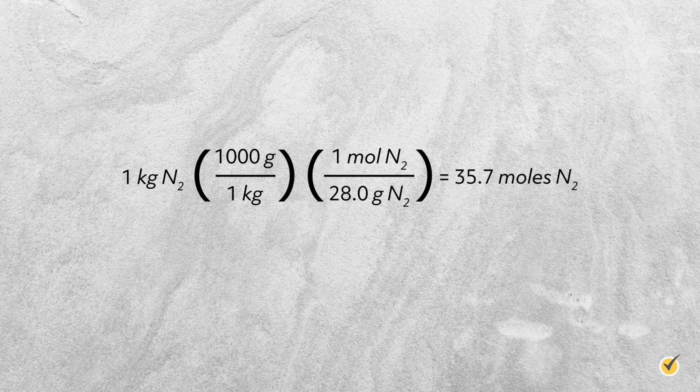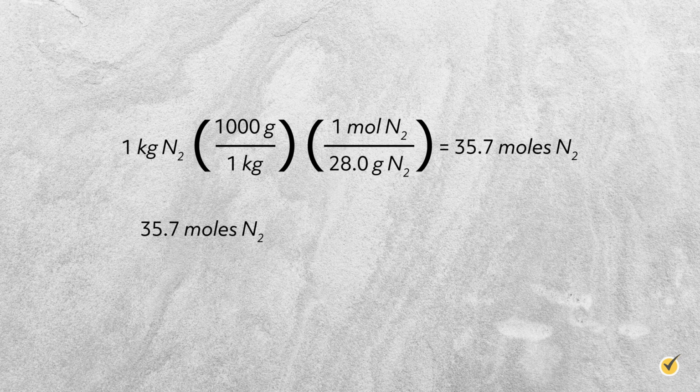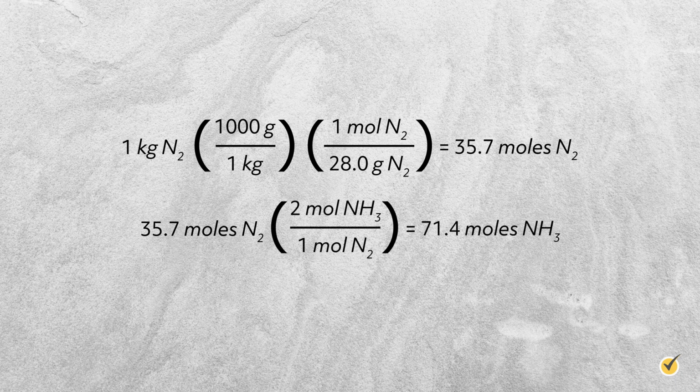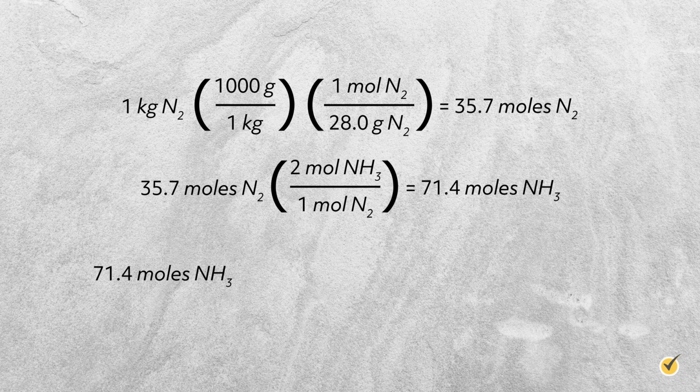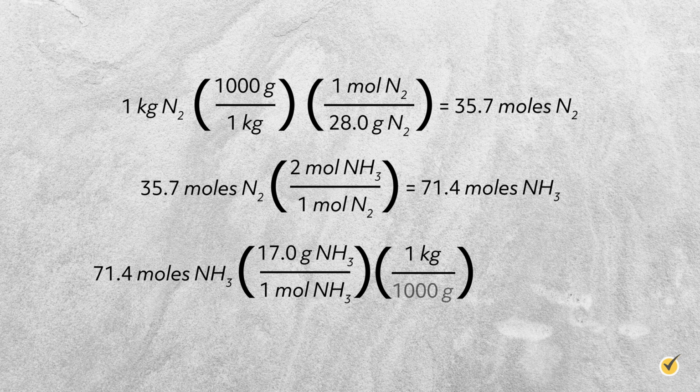Now that we have the moles of nitrogen, we must convert to moles of ammonia. And here we use our mole ratio. 35.7 moles of nitrogen times 2 moles of ammonia over 1 mole of nitrogen equals 71.4 moles of ammonia. And lastly, we convert the moles of ammonia to kilograms of ammonia with its molar mass, which is 17.0 grams per mole. So 71.4 moles of ammonia times 17 grams of ammonia over 1 mole of ammonia times 1 kilogram over 1,000 grams equals 1.21 kilograms of ammonia. So, using the mole ratio, we were able to calculate that 1 kilogram of nitrogen can make 1.21 kilograms of ammonia.